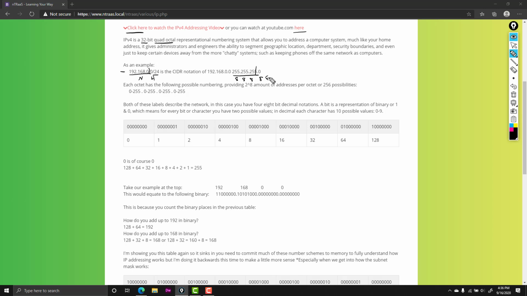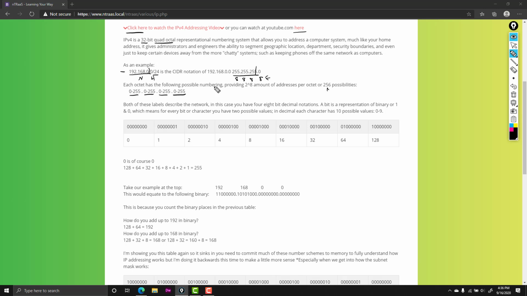Each octet, of course, has a possible numbering using 2 to the 8th power, giving us 256 possibilities. As you see here, 0 through 255, 0 through 255, 0 through 255, and 0 through 255. This counts, of course, for both IPv4 addressing and subnet masks. So one of the things you'll see here, both of these labels describe the network. In this case, we have 4 8-bit decimal notations.